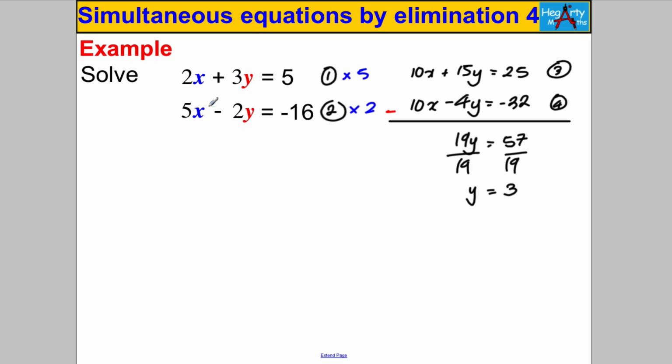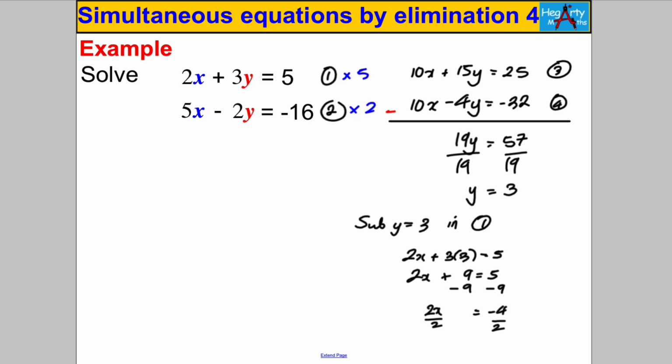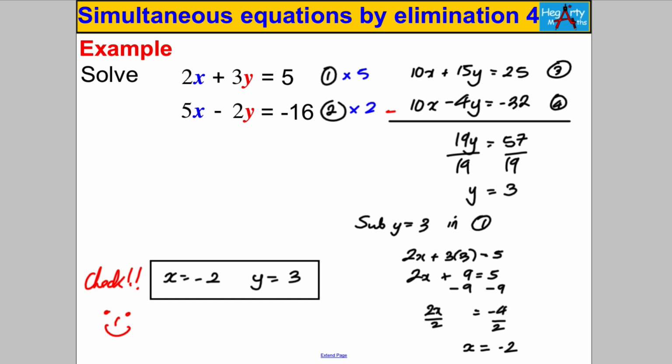And from this point you should be able to find x, which I'm just going to show, but I'll go through it super speedy without talking. And there you go, that's it for this video.